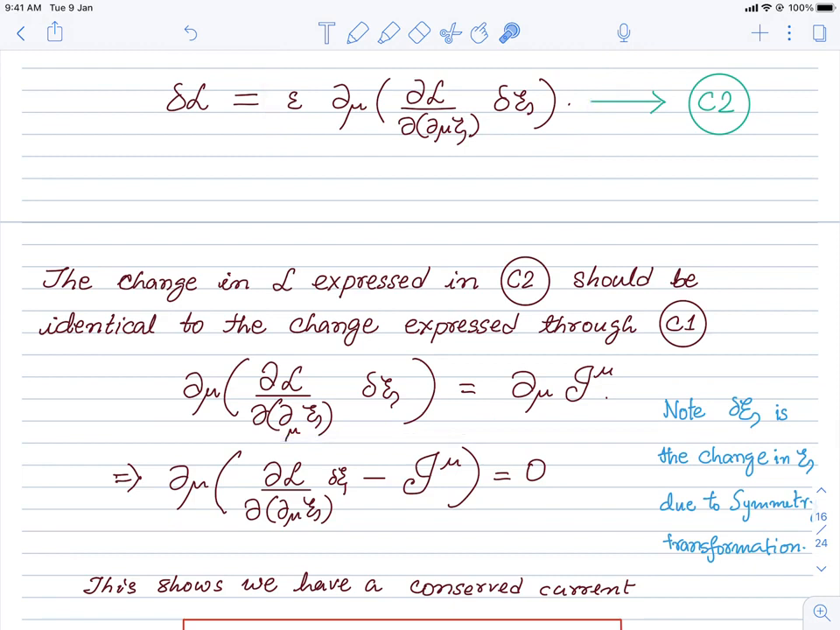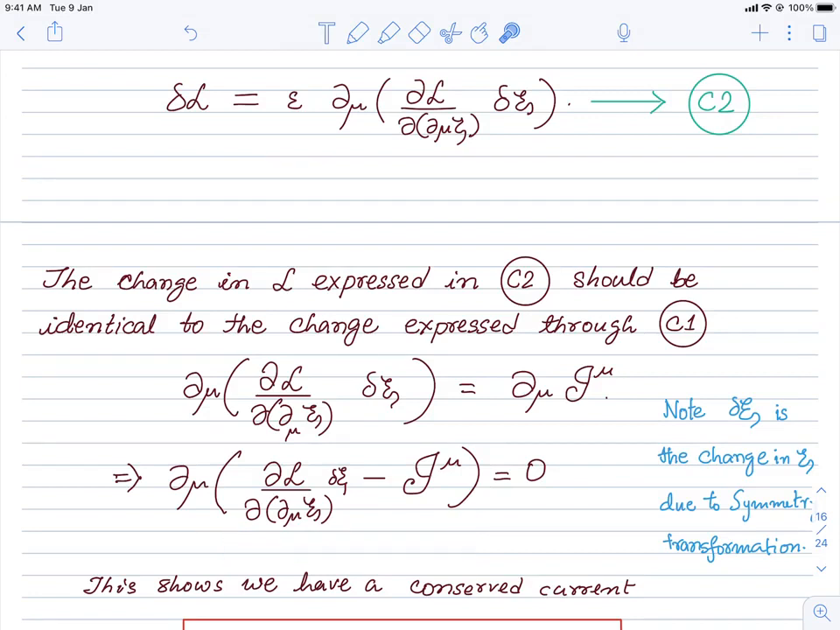We have this expression, and you can take this on one side of the equation, and you can say that there should exist a quantity for which del mu of this quantity is equal to 0. So here, mind you, this del xi appears, which we know completely. It's not some arbitrary variation. It's a known variation under the symmetry transformation. So this is known. If we know the Lagrangian density, this part is known, and we also know this. So all these are known quantities.